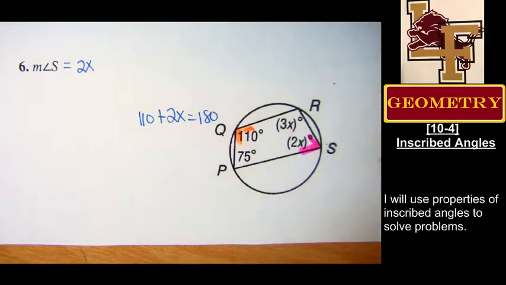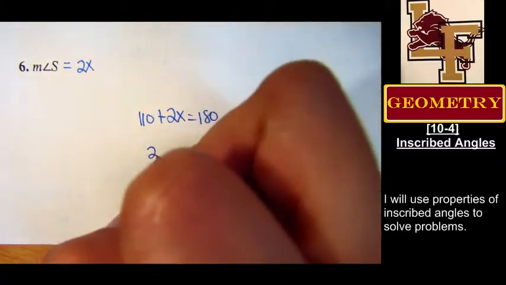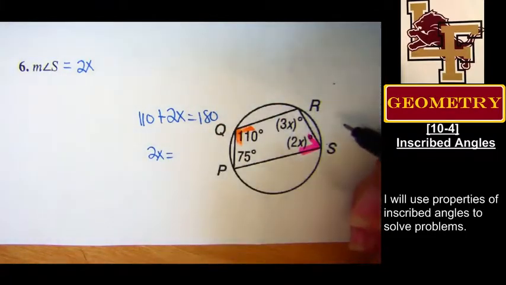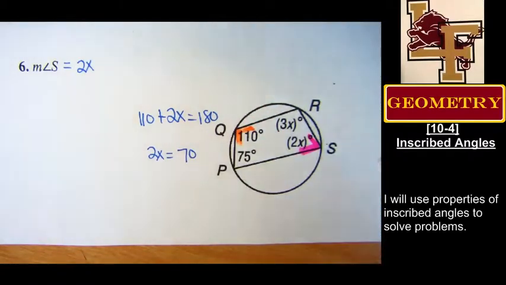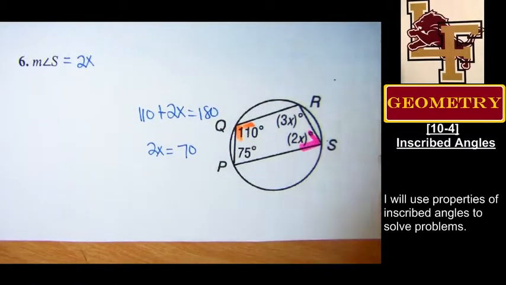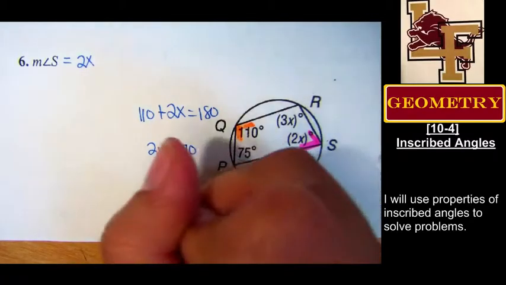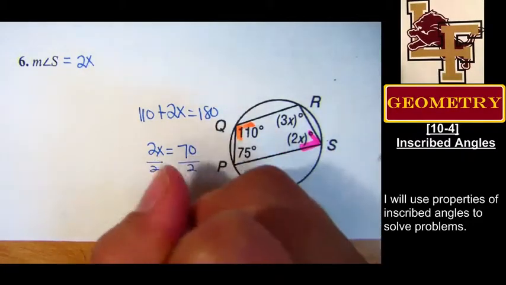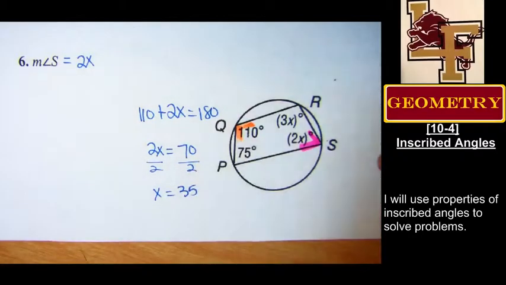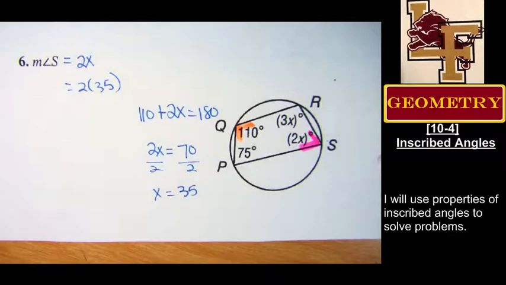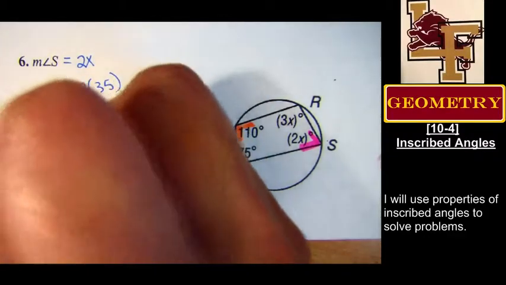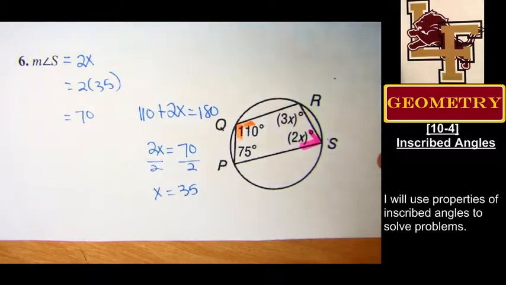All right, let's solve that for x. I'm going to subtract 110 from both sides. Please double check me. I'm feeling nervous about that number. 70. It is? Okay, good. And then I'm dividing by 2, and I think that's 35. Yeah, okay. Great. So now I can substitute into here. And then when I multiply back out, the measure of angle S is 70, and I'm done.